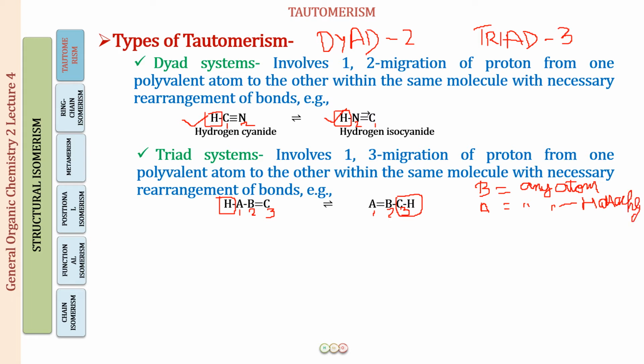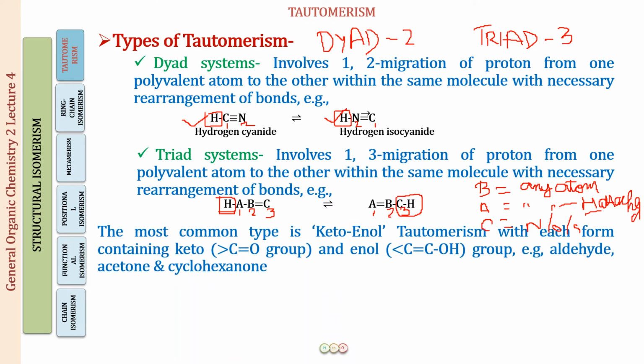Just remember this. But this should not itself be hydrogen. It has a hydrogen attached to it; it is not itself a hydrogen. Fine. And this is a polyvalent atom again, and this can be a nitrogen, an oxygen, or a sulfur. I'll just show you the example also. So we have the triad system. There are going to be many triad systems, and the most common triad system is keto-enol tautomerism.